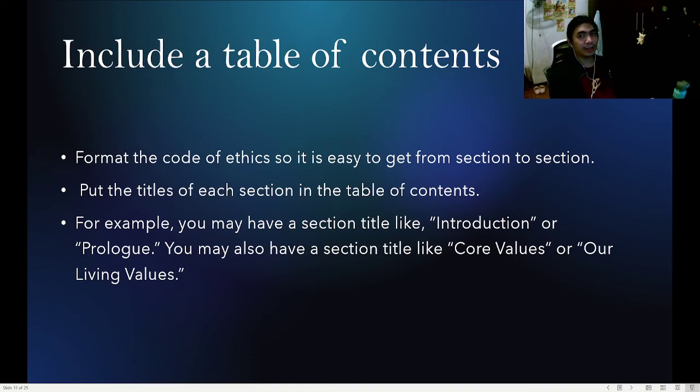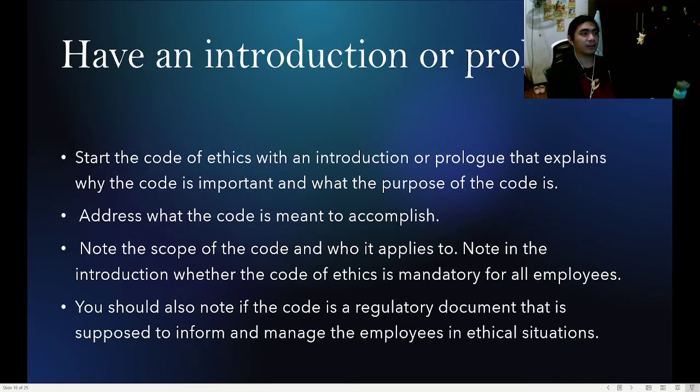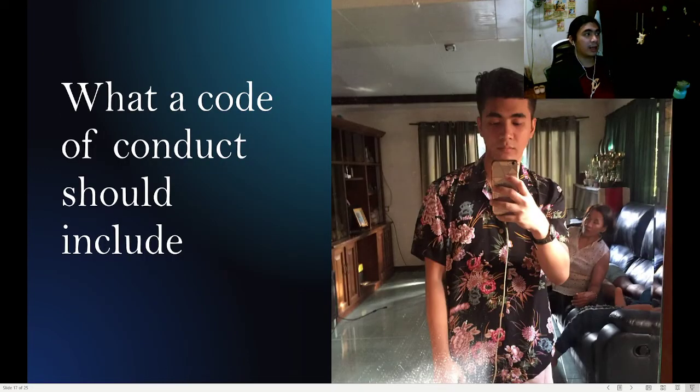Of course, you have to include a table of contents, so that for those who cannot really read into everything, you can skim through, or at least there's proper structure in your content. Of course, have an introduction or prologue. Very simple to do. And then, of course, what a code of conduct should include.